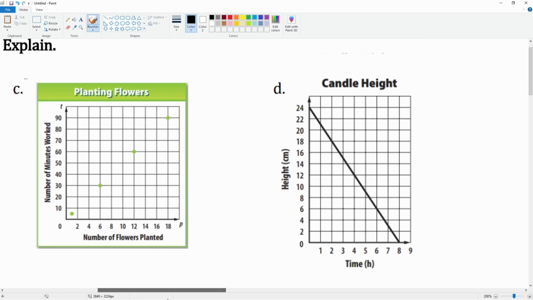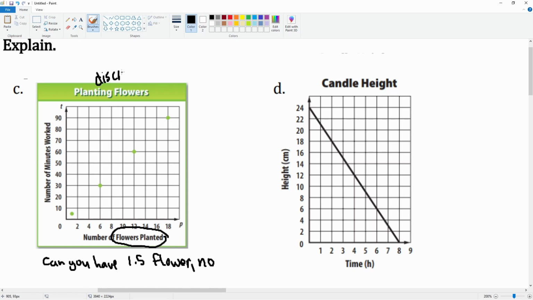Here, this is a graph, okay? And you could also look at the values here, but take a look. This is plants, right? Can you have 1.5 flowers? And the answer is no. This is going to be discrete. Also, what you should notice is that these are all dots, okay? The fact that they're all dots also proves that it's discrete.